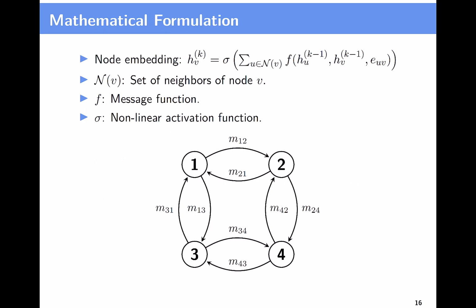This is an example of how the node representation can be computed. Given the representations of each node, the information is passed from neighboring nodes to the other node, and then the combination of the information is passed to a nonlinear activation function to be used as the representation of node V.